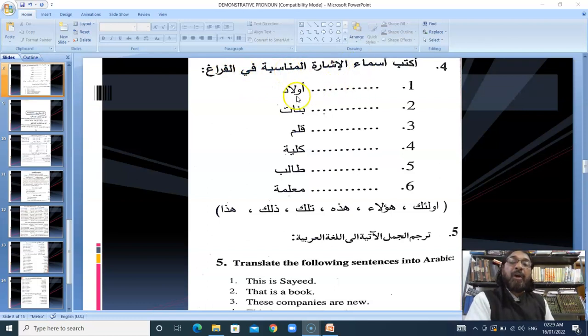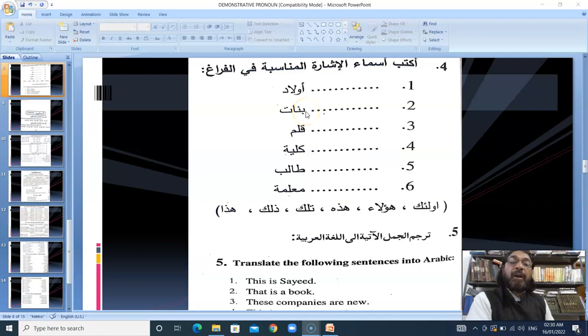Dash awladun, dash banatun, dash qalamun, dash kulliyatun, dash talibun, dash muallimatun. Awladun, boys, banatun, girls, qalamun, a pen, kulliyatun, a college, talibun, a student, muallimatun, a lady teacher. Awladun is a plural form, so you have to use the plural ishara here. So what will be? You can say ulaika awladun, those are boys.